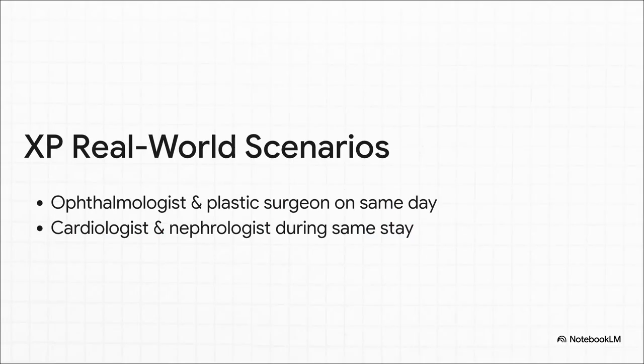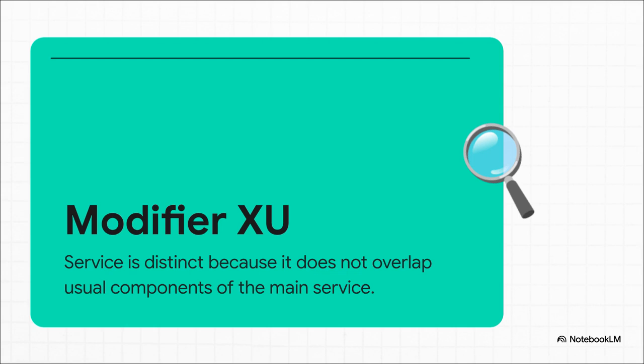Let's actually ground this in the real world with two quick scenarios straight from our source guide. Scenario 1. You've got a patient who undergoes cataract surgery by an ophthalmologist. Cool. But then, on the exact same day, a plastic surgeon steps in and performs an eyelid repair. Boom! You drop an XP on there to show the payer these are distinct services handled by totally different practitioners. Scenario 2. A patient is in the hospital, they get evaluated by a cardiologist for a heart issue, and then separately by a nephrologist for a renal issue on the exact same day. Each specialist bills their evaluation code, slaps on the XP modifier, and instantly clarifies their separate expertise. Easy peasy.